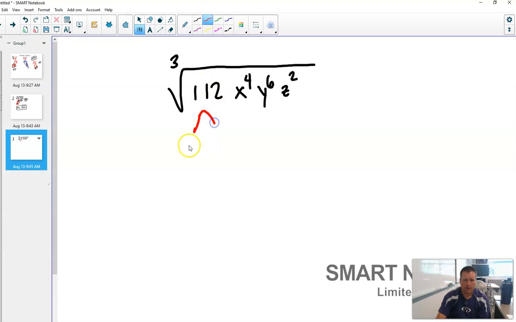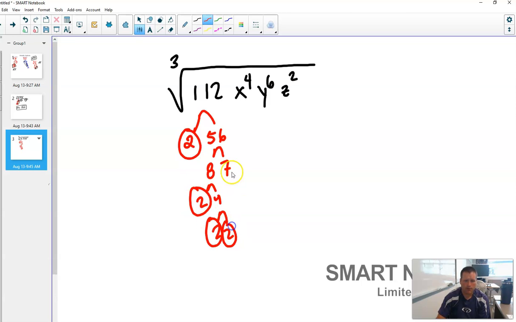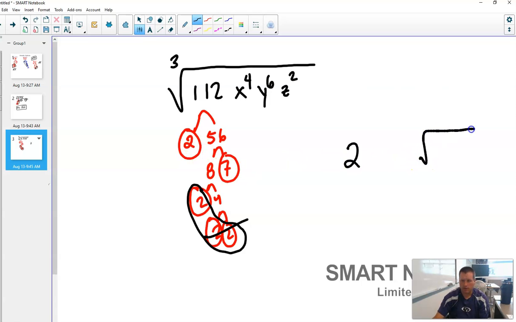So again, I'd break down the value here. I'd have, again, 2 and 56, and then 8 and 7, 2 and 4, 2 and 2. So I've got prime, prime, prime, prime, and prime. I need groups of 3 now, so I could go this group of 3 right here, and 2 of them are gone, which means we've got a 2 on the outside. This 2 can't have a group, and 7 can't have a group, so they stay on the inside, and I can just multiply those to give me 14. So I've got my cube root here, I've got the 2 out here.